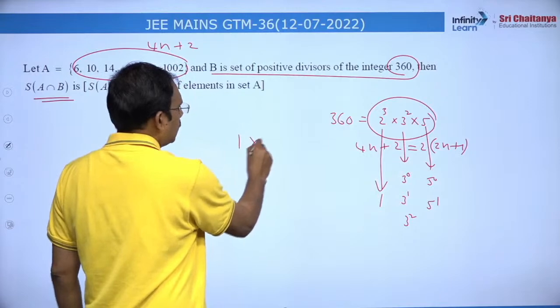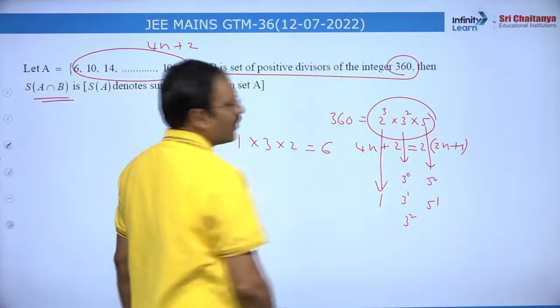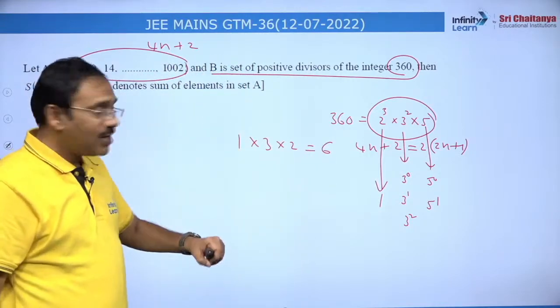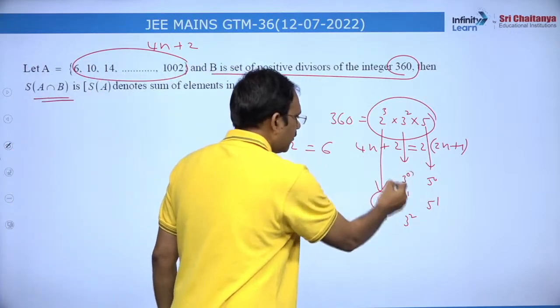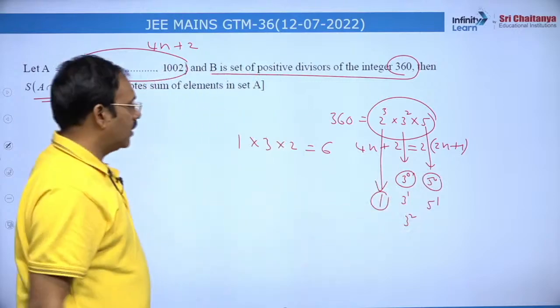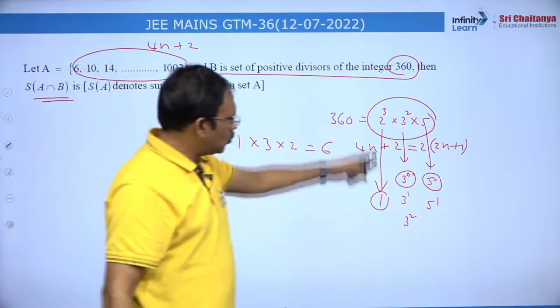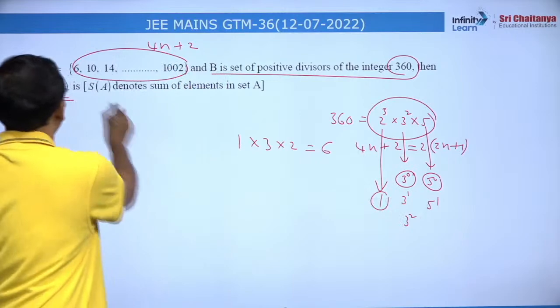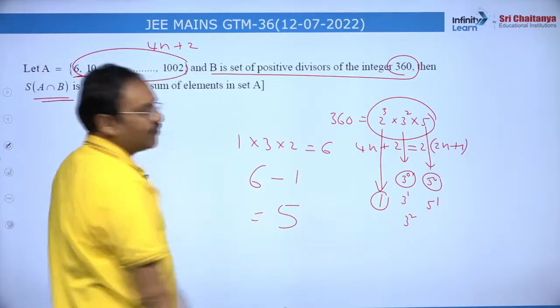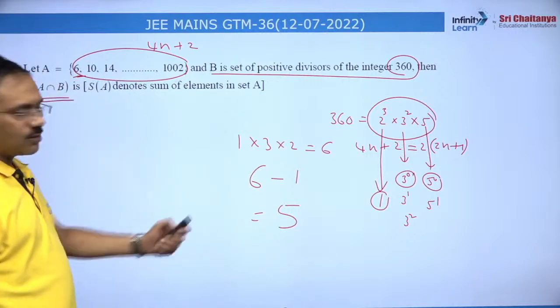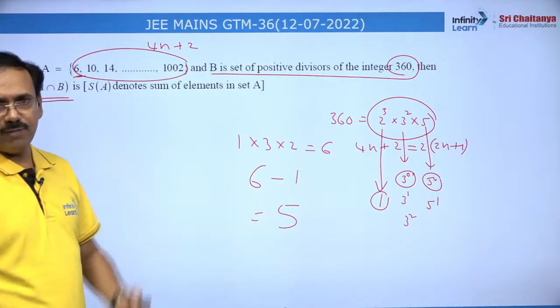So, 1 into 3 into 2 you will get 6 factors, my dear friends, of which there is a factor called 2 also. You see, 1, 3 power 0, 5 power 0, which is going to be 2 into 1 into 1, that is 2, but 2 is not there in the set. So, out of 6 you must remove 1, you will get 5 such elements, factors of 360 which are in the form of 4n plus 2.